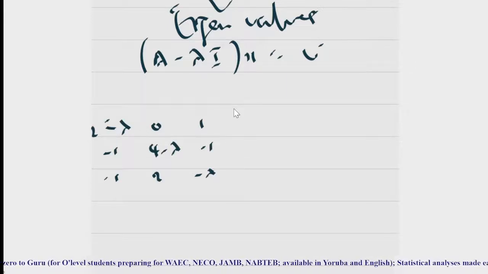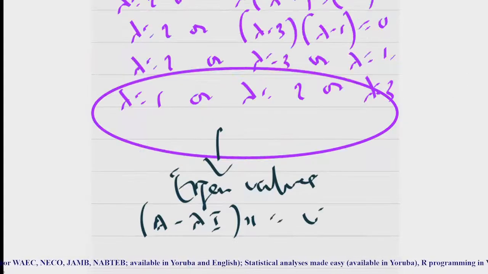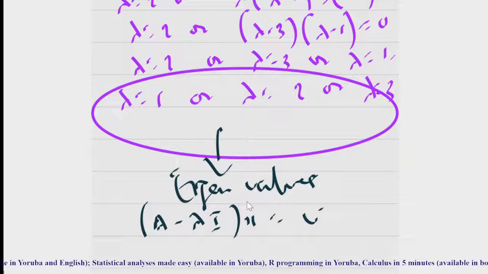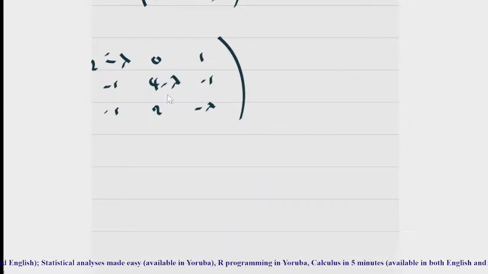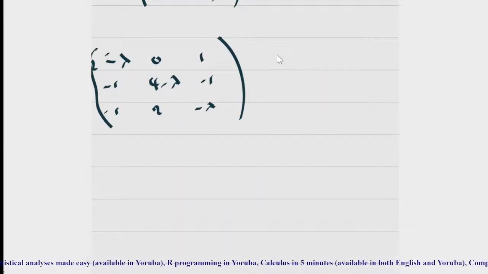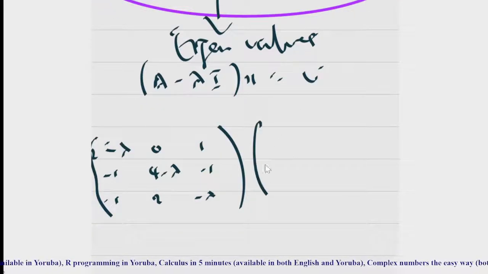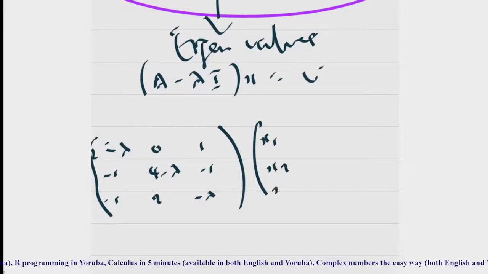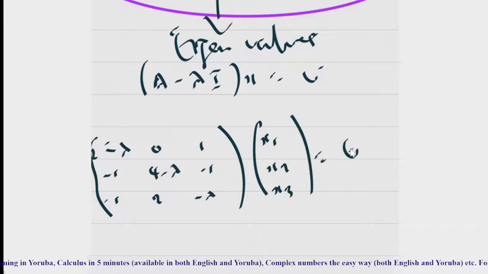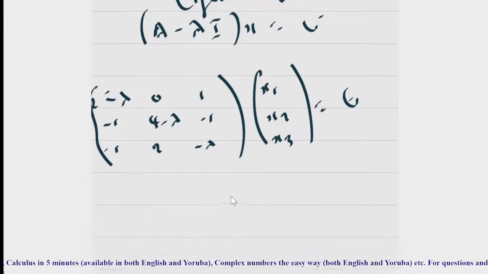Okay, so you have 2 minus lambda. You proceed further. Then you have your x now. Now your x will be 3-valued: x1, x2, x3, is equal to 0. I hope you understand that.